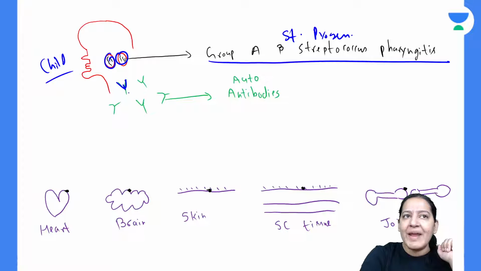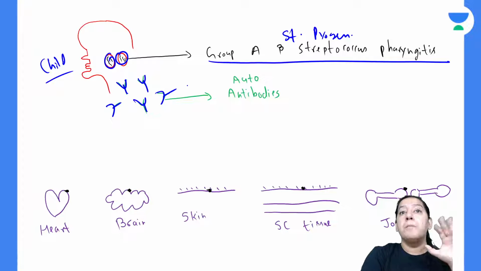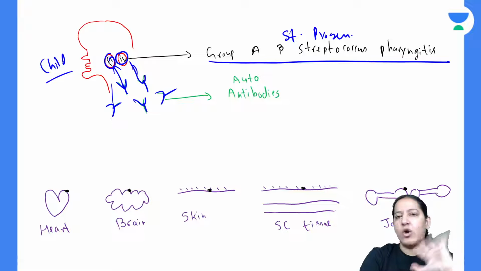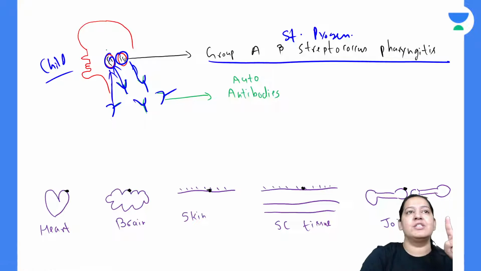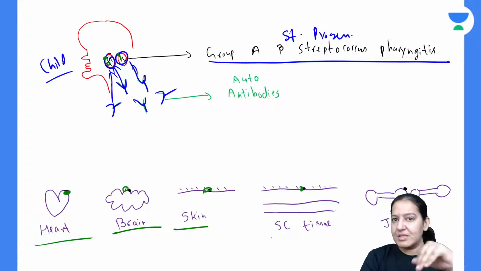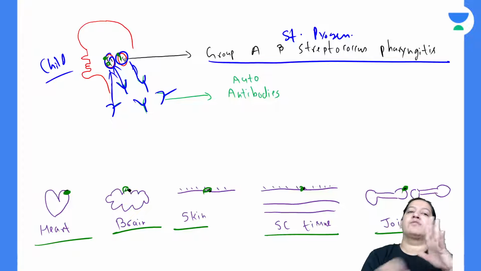So the body is forming antibodies against the bacteria. Can you see? These are the antibodies against the bacteria. The antibodies will kill the bacteria. The bacteria is not causing anything, it is just causing sore throat, and they are killed by the antibodies. But the antigen present on the bacteria, a similar antigen is present on 5 human organs: the heart, the brain, the skin, just below the skin the subcutaneous tissue, and the joints of the bone, right?